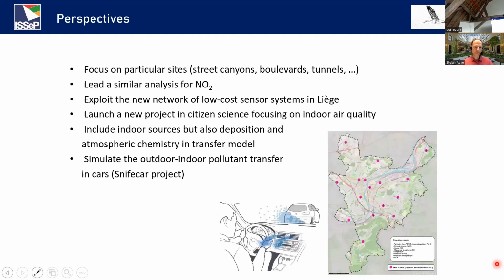And for the perspectives, we would like to focus on particular sites like street canyons or big boulevards, also make the analysis for nitrogen dioxide, and exploit the new network of low-cost sensors we just installed in Liège. We also launched a new project called Mamba to focus a little bit more on indoor concentration. And we also have a project on outdoor and indoor transfer in the vehicles. Thank you.